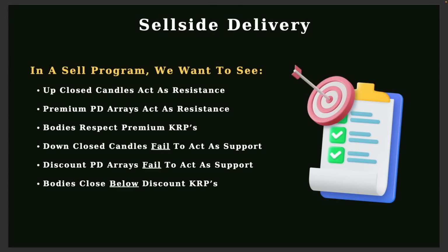And identifying a state of sell-side delivery, we want to look for up-close candles acting as resistance. So that would be your bearish order block. We want to see premium PD arrays act as resistance. So SIBIs, bearish breakers, bearish order blocks, things of that nature. And we want to see bodies respect those premium key reference points. On the opposite end, we want to see down close candles or bullish order blocks fail to act as support. We want to see discount PD arrays in general fail to act as support. And lastly, we want to see bodies close below discount key reference points to ensure that we are going to continue lower when we are bearish.